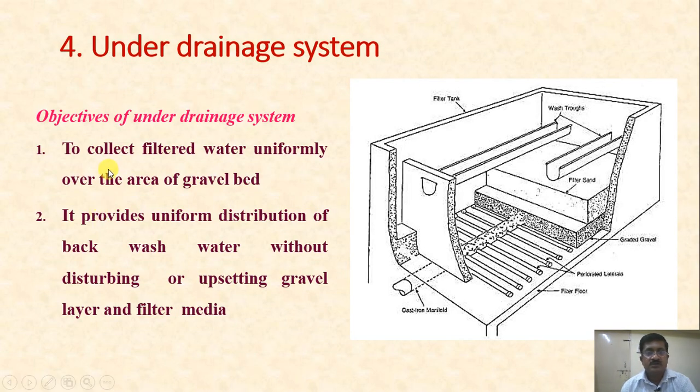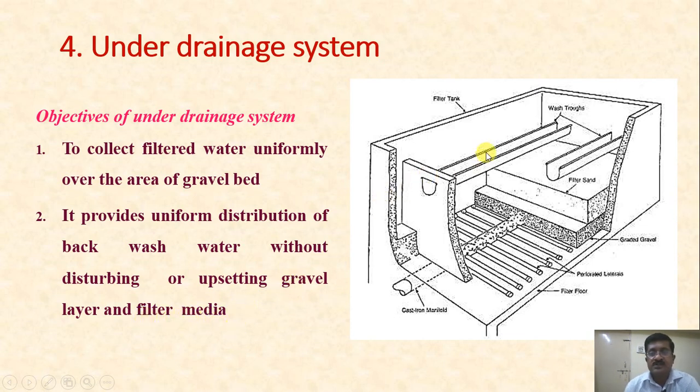Now this is also a very important point: the under drainage system. Why the under drainage system? What are the objectives of the under drainage system? The first one is to collect filtered water uniformly over the area of the gravel bed. It provides uniform distribution of backwash water without disturbing or upsetting the gravel layer or filter media.